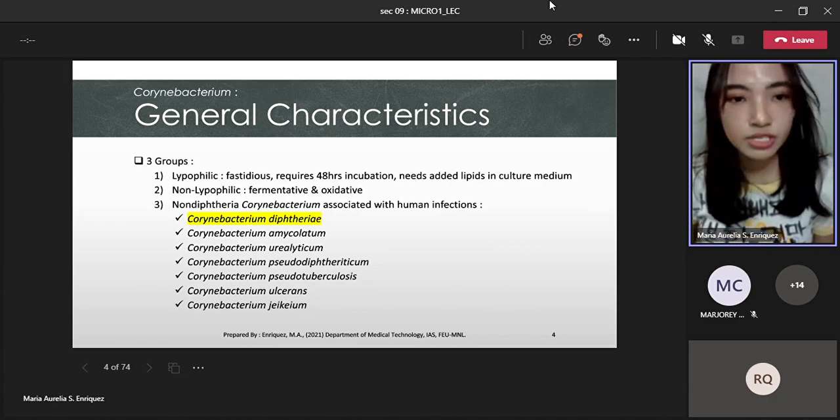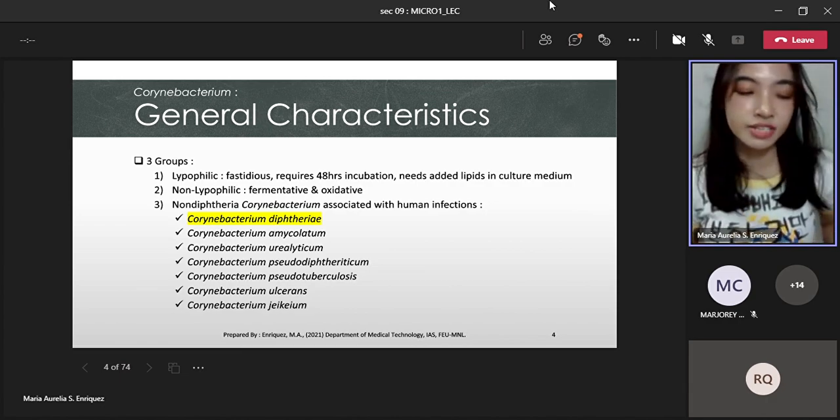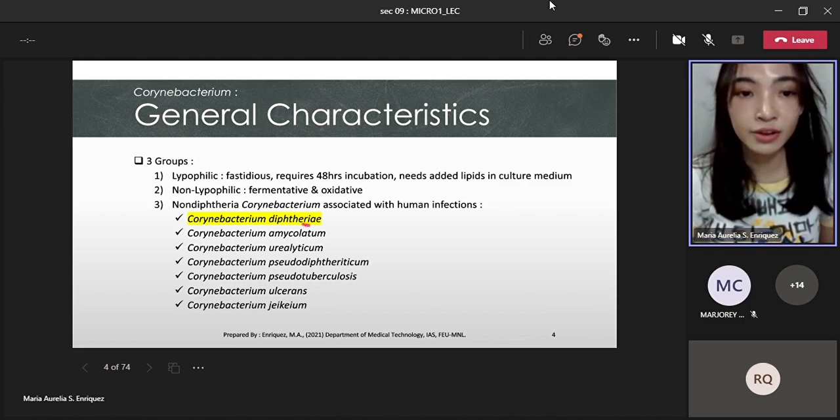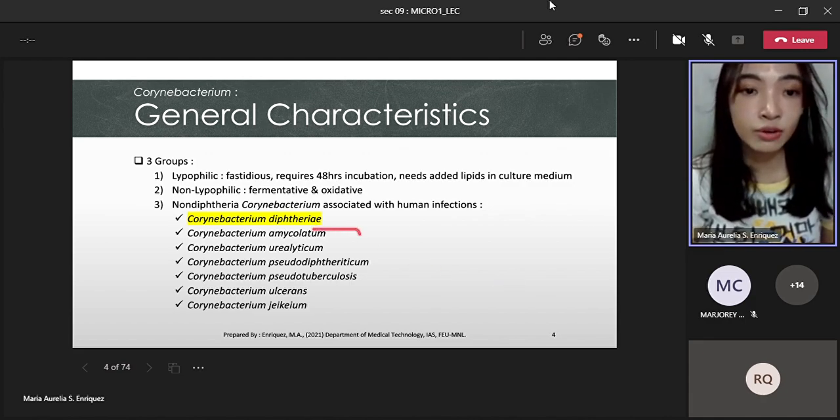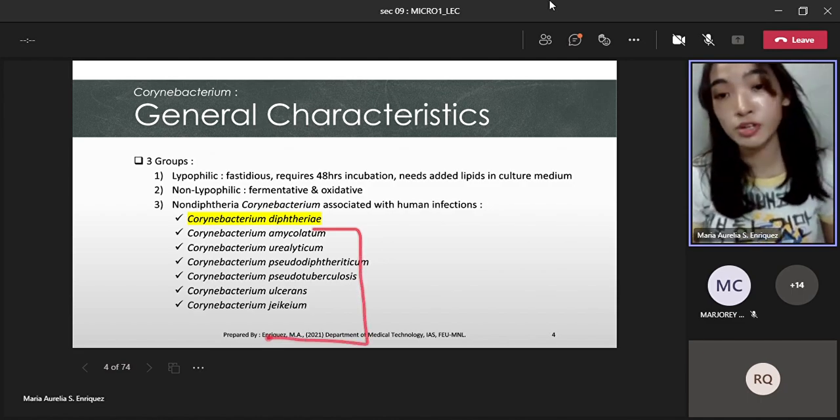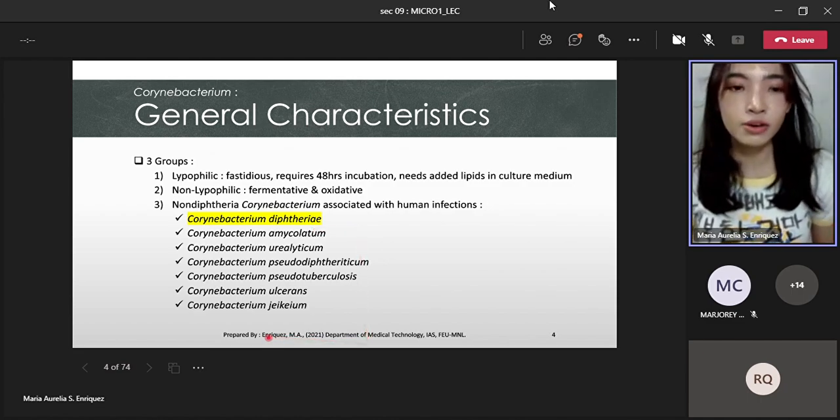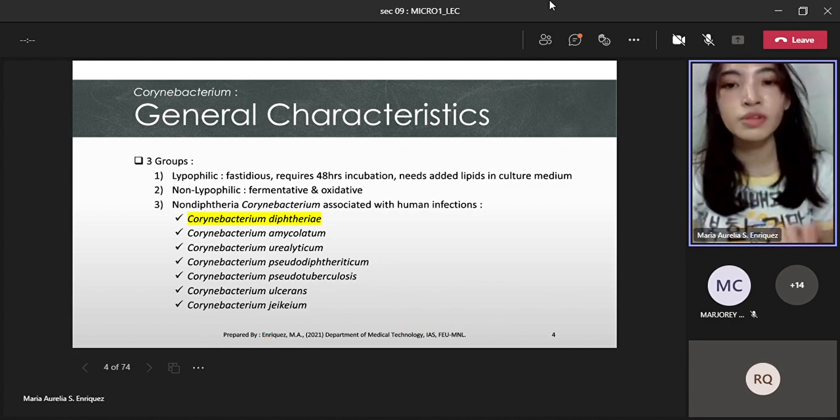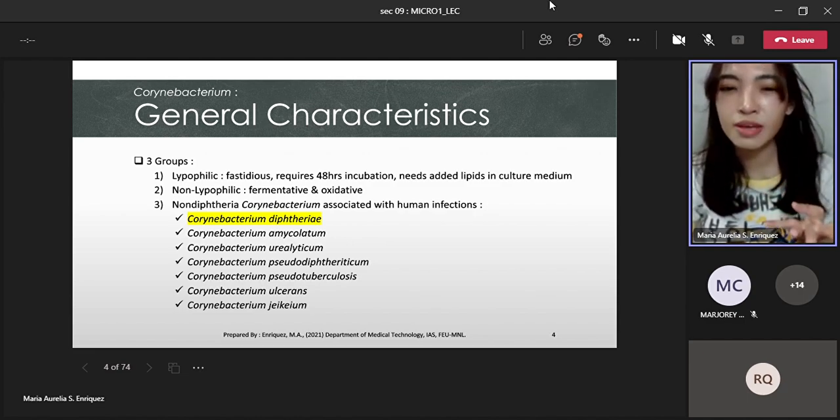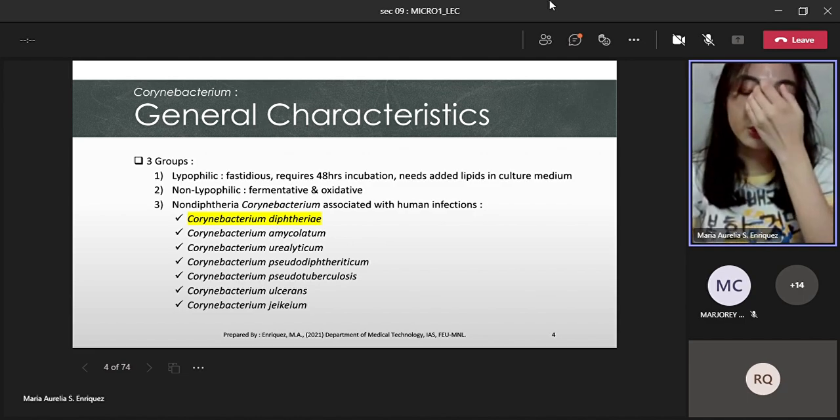All right, so the most clinically significant pathogen in this genus is the Corynebacterium diphtheriae, and the disease that it causes is referred to as diphtheria. There are also non-diphtheria Corynebacterium species that can produce diseases in humans. So these include, but are not limited to, Corynebacterium amycolatum, pseudodiphtheriticum, pseudotuberculosis, jeikeium, striatum, ulcerans, and urealyticum.